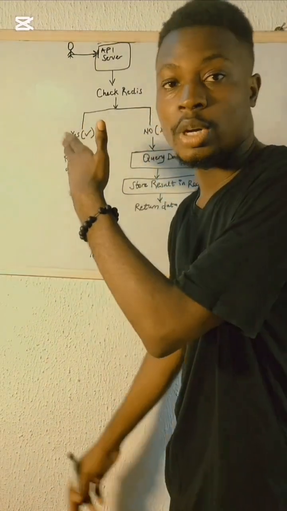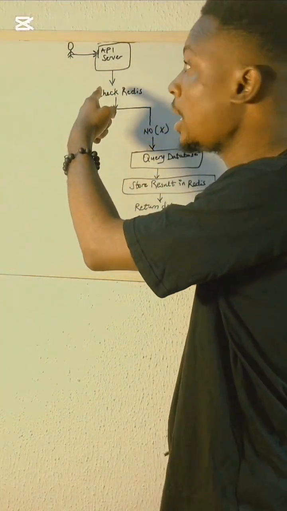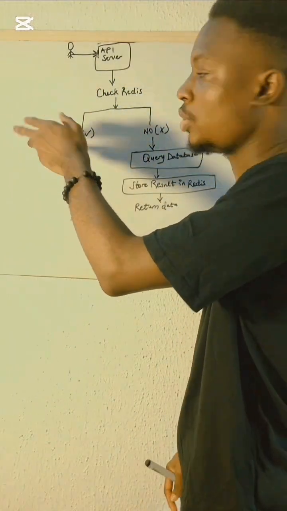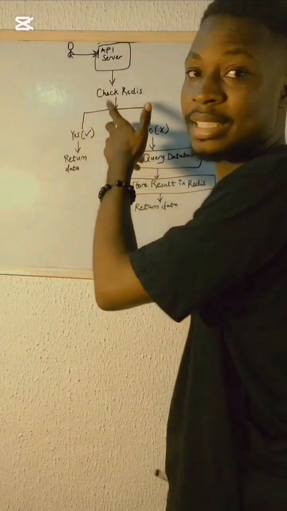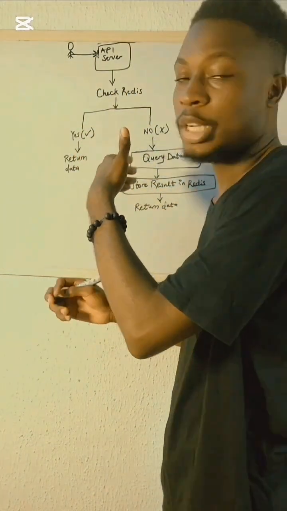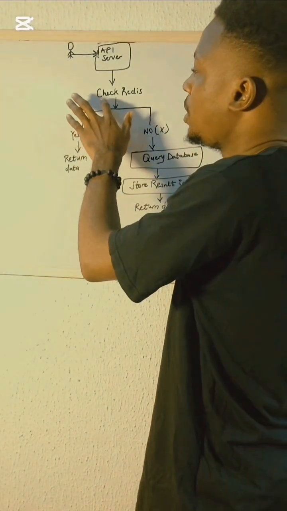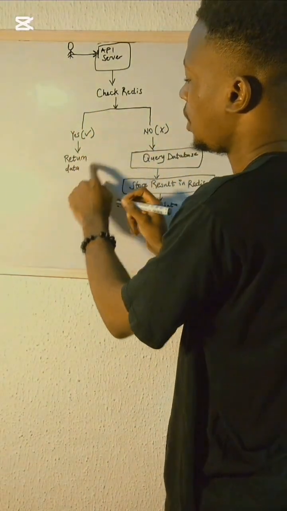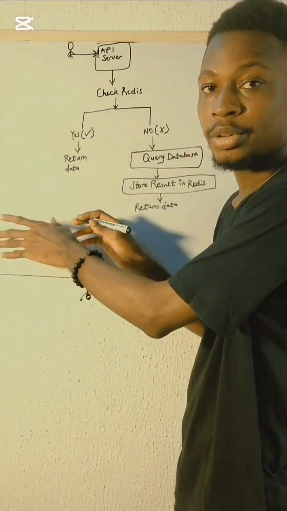So imagine the client sends a request to the server, and let's say it's a GET request. What we first do is check Redis, to see if what you are actually looking for has been cached, been saved to Redis. If it has been saved, it returns you the data, and that's the end of the request.